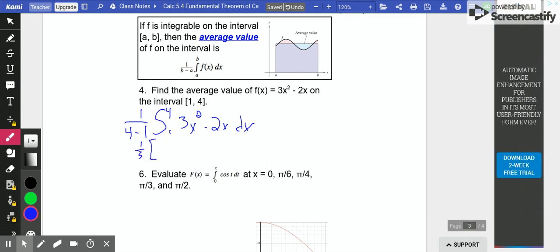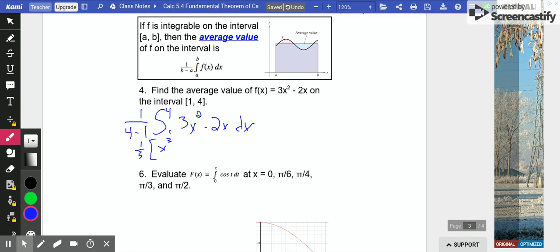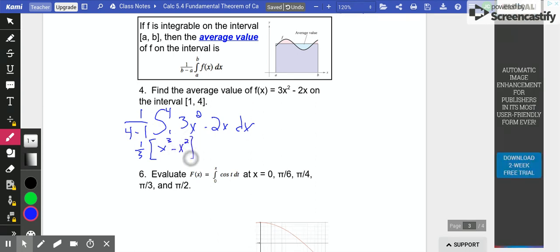The antiderivative is going to be x cubed minus x squared, and we're going to evaluate that from 1 to 4. Come over here to do that. So we still have that 1/3. I'll deal with that in a little bit. So first I'm going to plug in 4. So I have 4 cubed minus 4 squared, minus, and then I'm going to plug in 1. 1 cubed minus 1 squared.